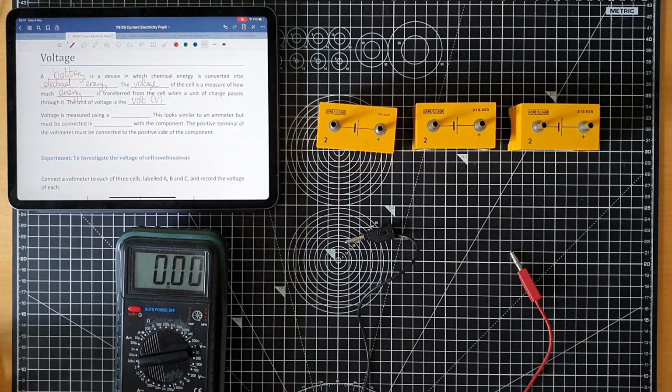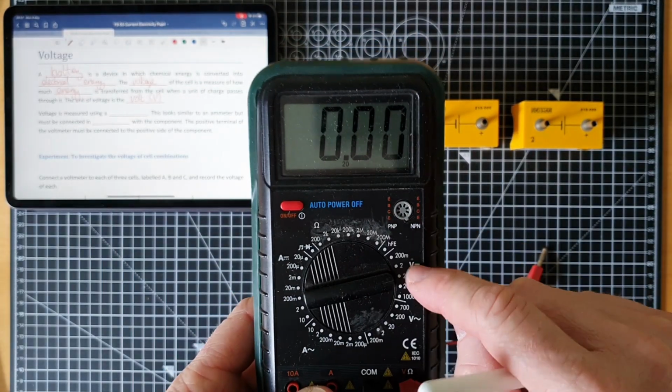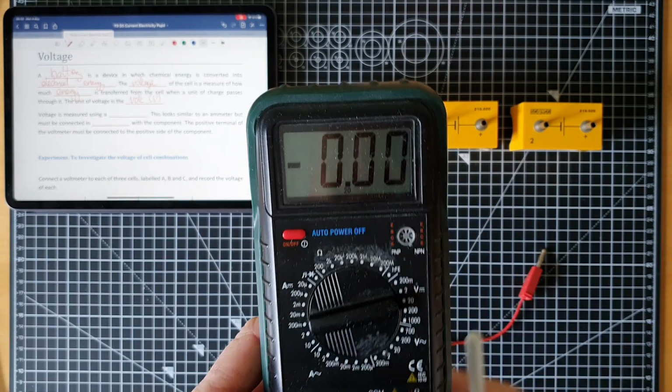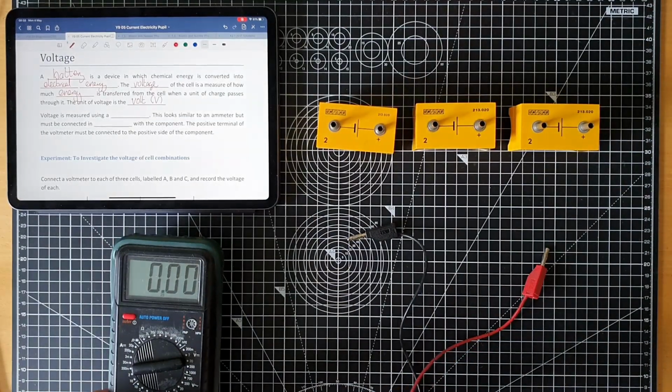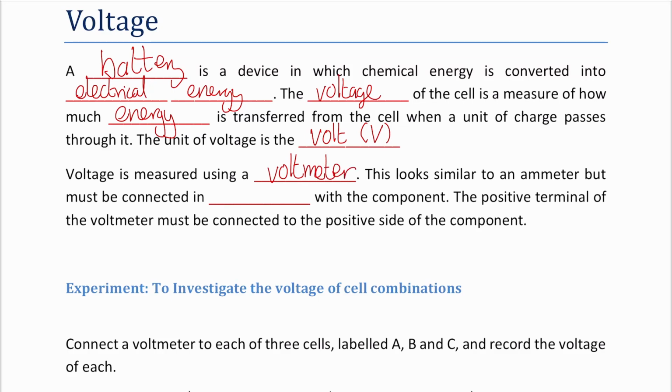We can also use a multimeter set up as a voltmeter, and that's what we're going to use today to measure voltage. So it's a bit easier for you to see on screen. So voltage is measured using a voltmeter. Please note whenever you're spelling things like ammeter or voltmeter, it's METER as opposed to METRE, which is our unit of length.